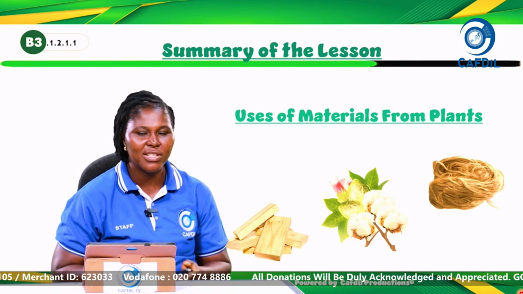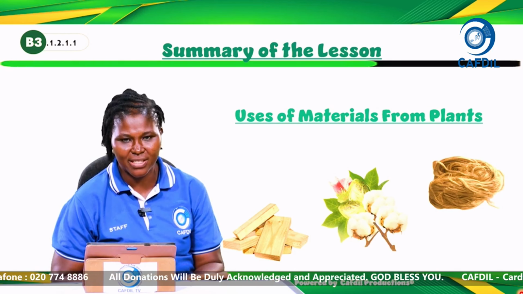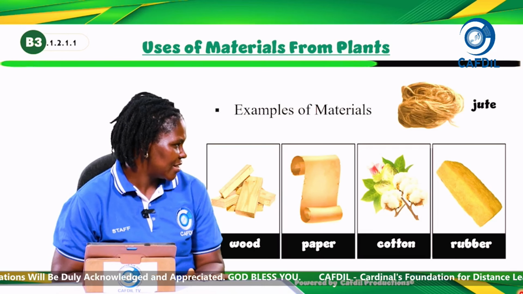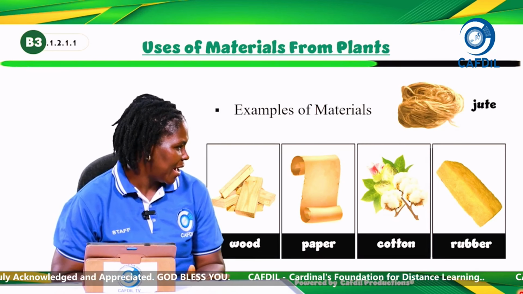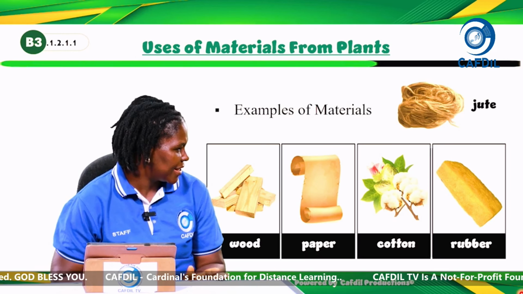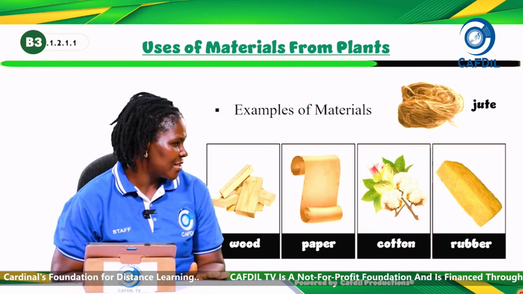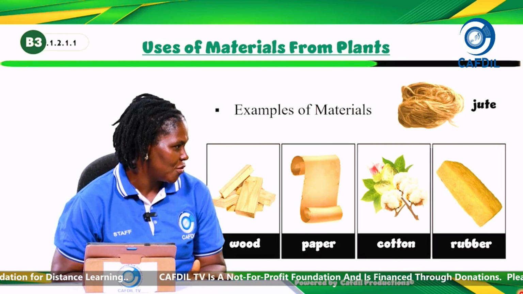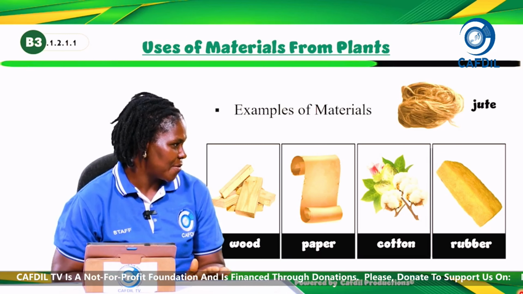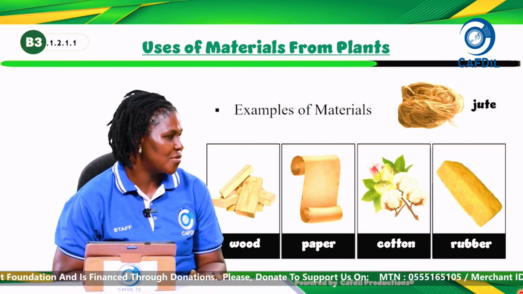Good. Now let's come to the summary of our lesson. Uses of materials from plants. We look at wood for making paper. We get wood from plants, paper from plants, cotton from plants, and then rubber too from plants. So examples of materials we get from plants are wood, paper, cotton, and rubber.